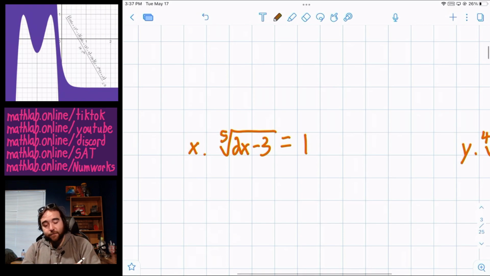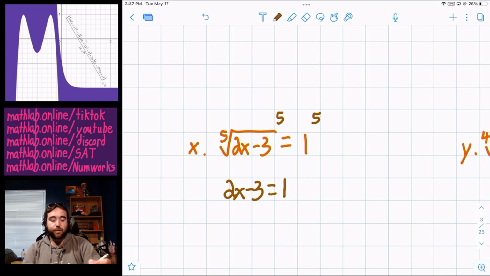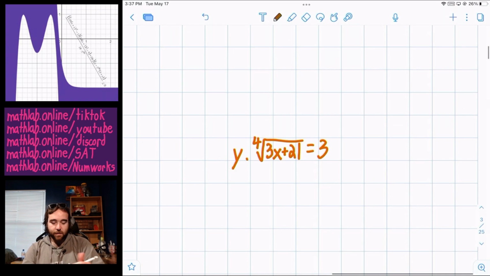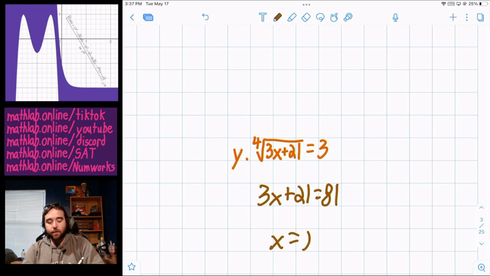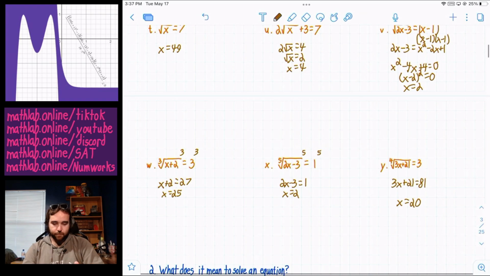So here we've got to fifth both sides. So we get 2x minus 3 equals 1 to the fifth. That's pretty easy. We get 1. And then we add 3 and divide by 2. So we get x equals 2. Similar here, to the fourth both sides. 3 to the fourth is 81. We subtract 21 and divide by 3. X equals 20.